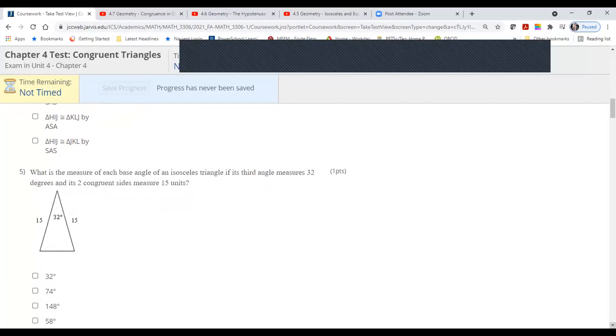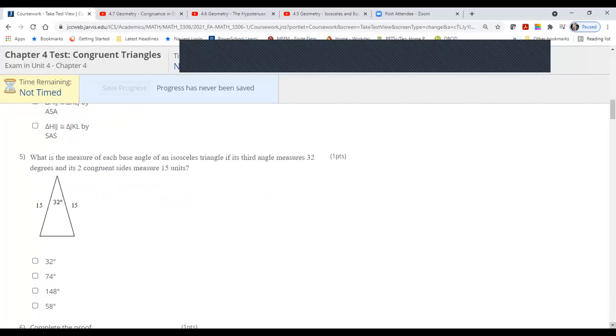Number 5. If you have any questions, just stop me, okay? What is the measure of the base angle of the isosceles triangle if the third angle measures 32 degrees and its congruent side measure is 15 units? So this is the picture of this. Its base angles will be this one and this one, right?